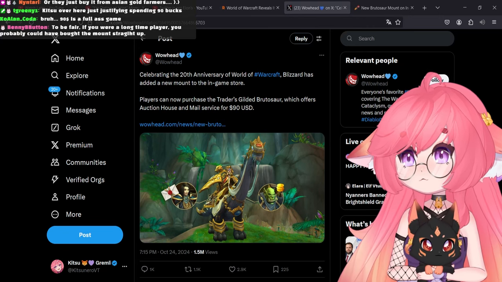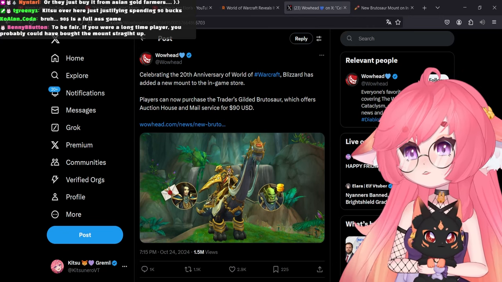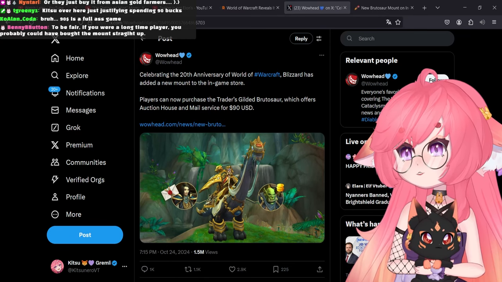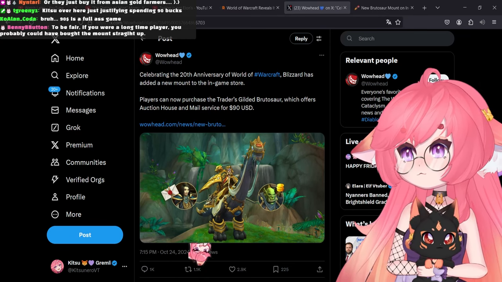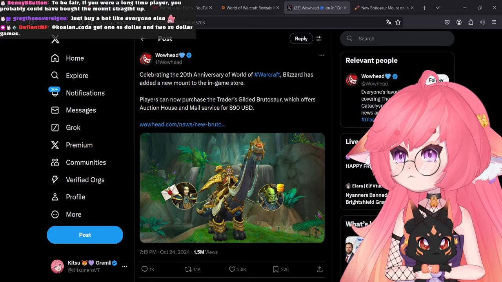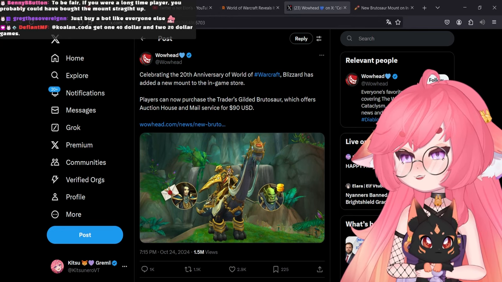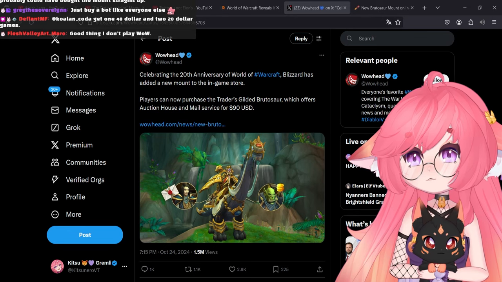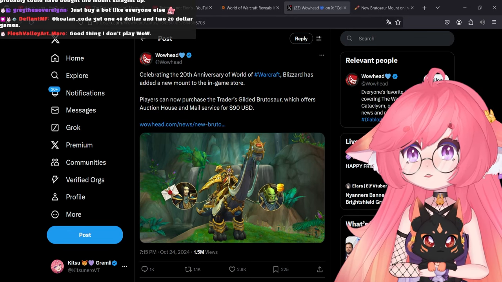You don't have to buy it. It's a microtransaction. It's fucking ridiculous, but you don't have to buy it. Just buy a bot like everyone else. Good thing I don't play WoW. Fair enough. Like, it's a microtransaction.